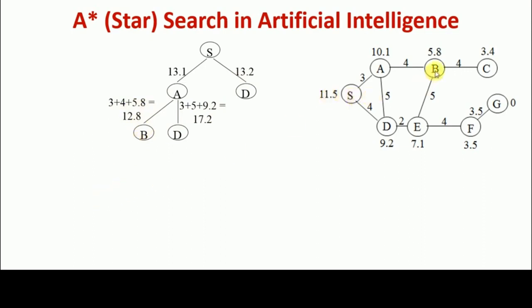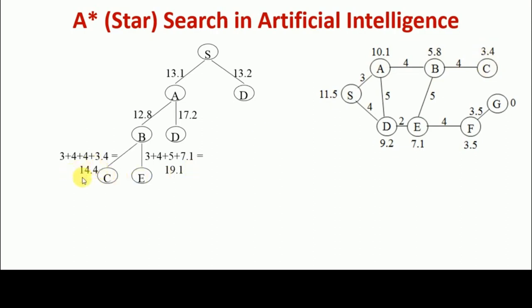The successors of B are C and E. If I want to reach this particular C, the total cost is 3 plus 4 plus 4 and its heuristic value is 3.4. So the total value in this case is 14.4 here. Similarly, if I want to reach E, 3 plus 4 plus 5, that is nothing but 12 plus 7.1, that is nothing but 19.1 here.